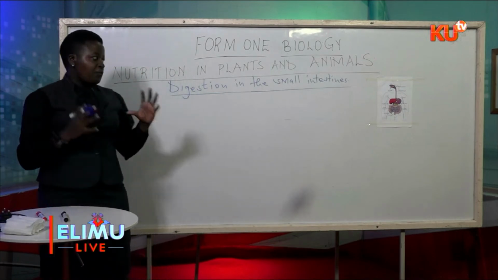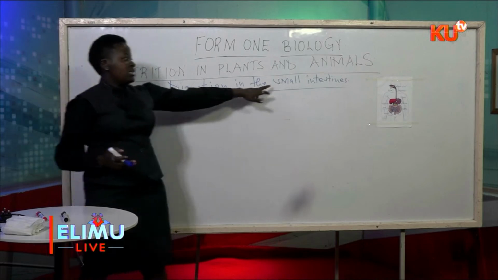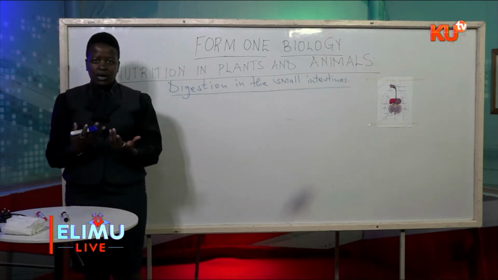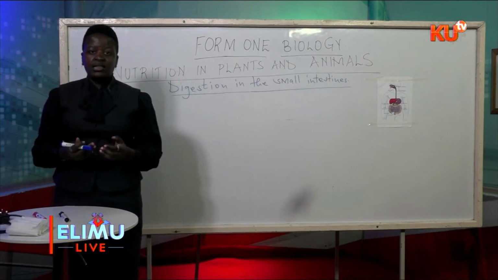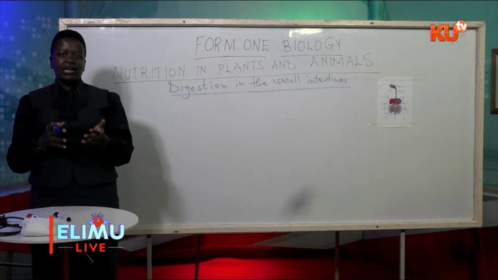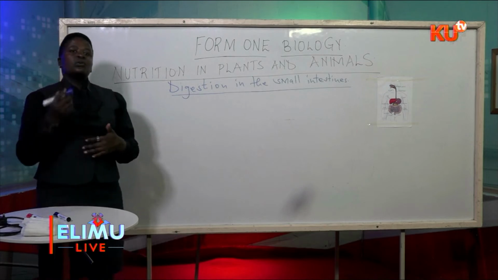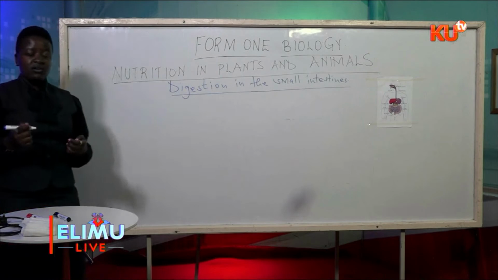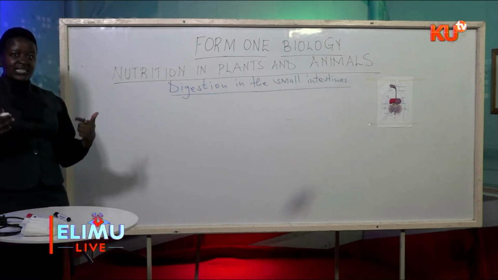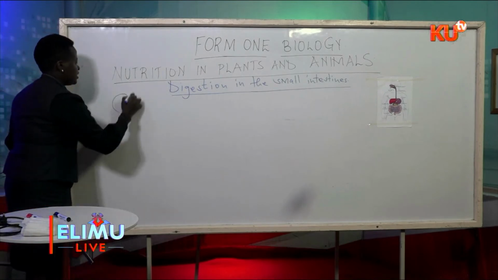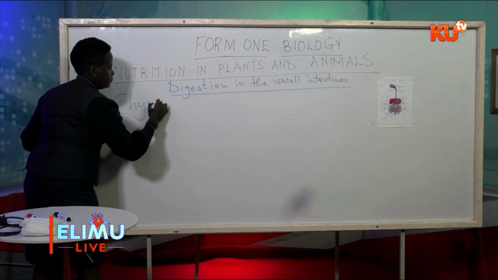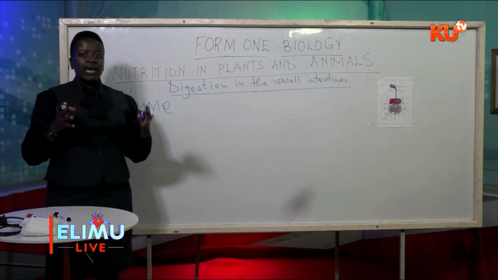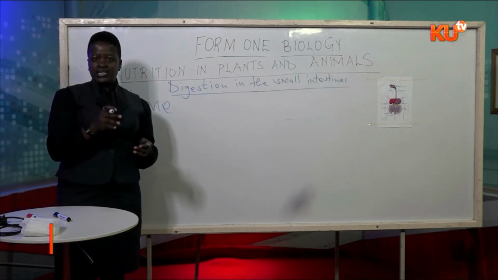So before the food gets into this part called the small intestine, it first gets to the stomach. Now from the stomach, there is chemical and mechanical digestion. This chemical and mechanical digestion breaks down food to a paste-like substance that is called chyme. So chyme is the one that is going to enter into the small intestine.